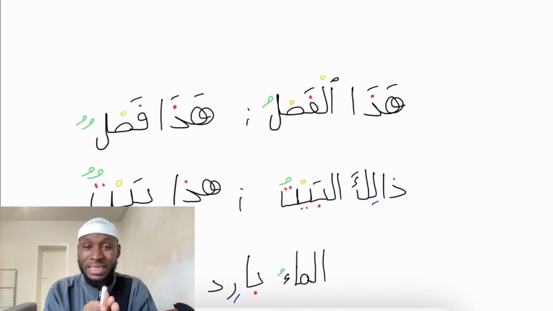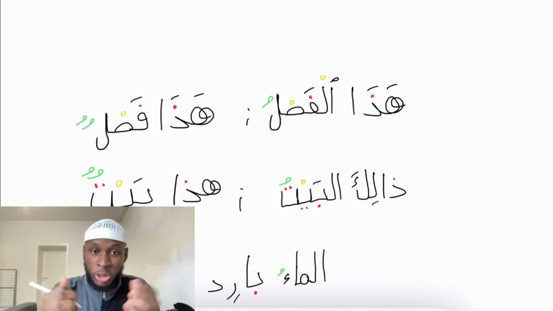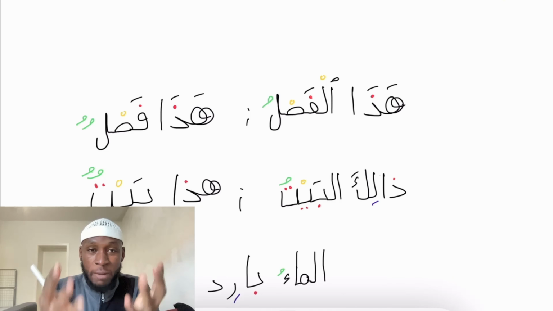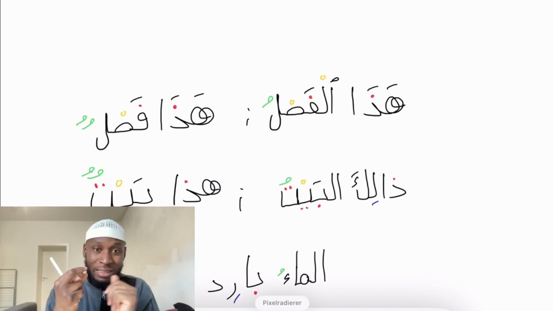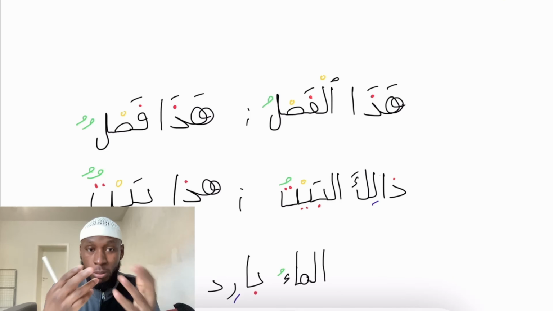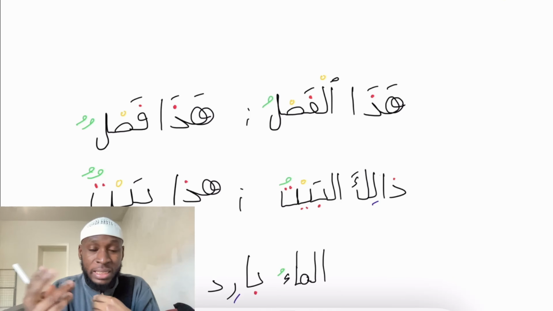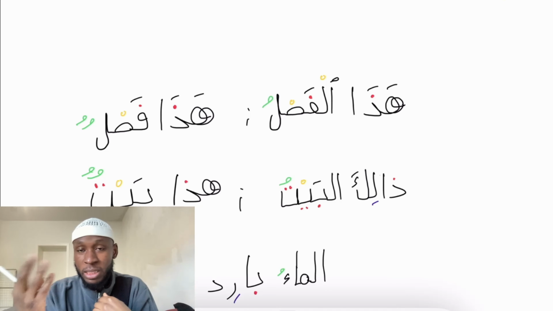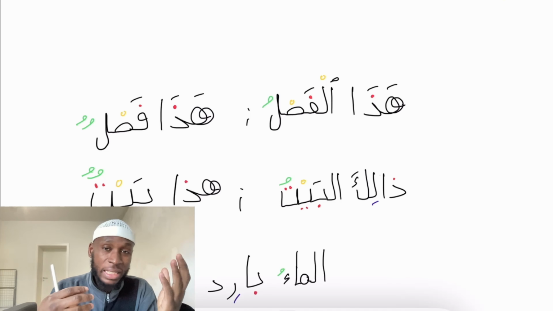Whenever a sentence starts with a noun, that sentence is a جملة اسمية, a nominal sentence. Now, what do we need in the جملة اسمية? What is our main focus? We have to search for two things: our subject and our predicate. The subject is called mubtada, and the predicate is called khabar.